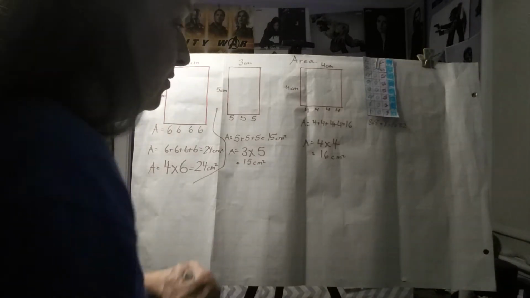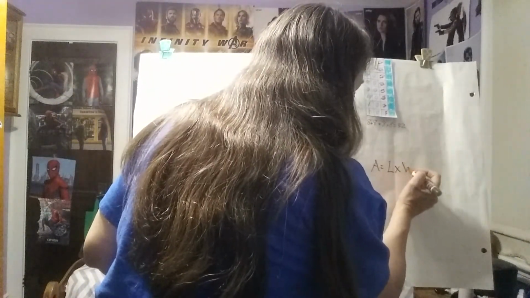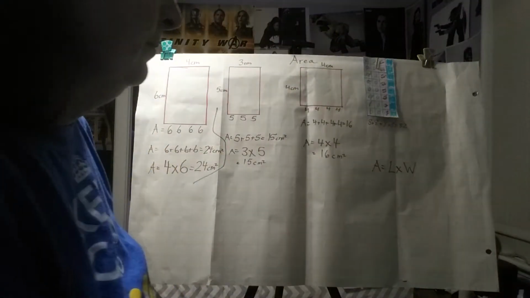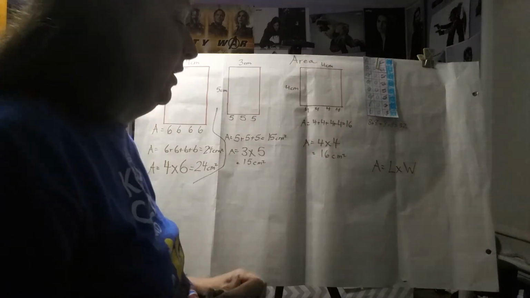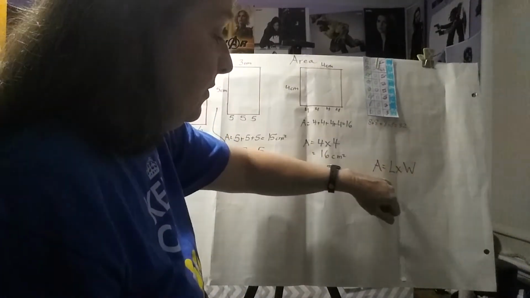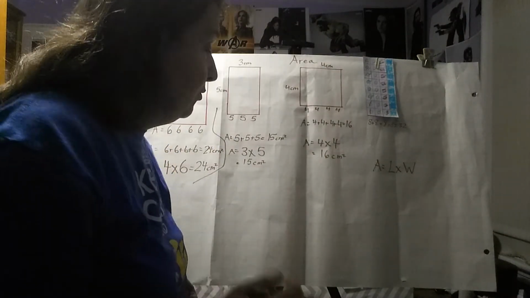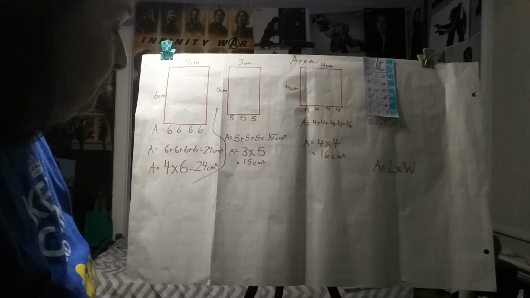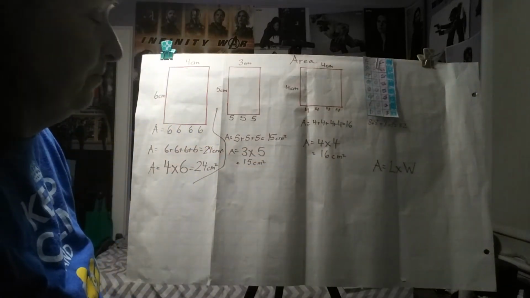In French, well, let me write it in English first. In English, the formula for area is length times width. And because this is math, and math is just super easy this way, because it's multiplying, whether you do length times width or width times length doesn't matter. 2 times 4 gives us the same answer as 4 times 2. 3 times 5 gives us the same answer as 5 times 3. So it doesn't matter which one comes first.